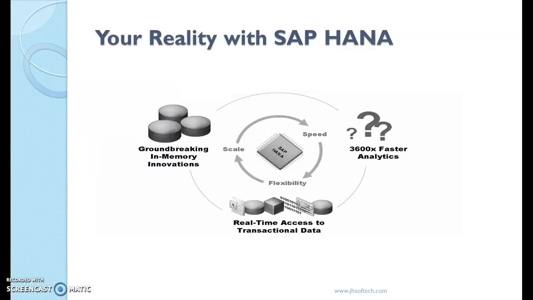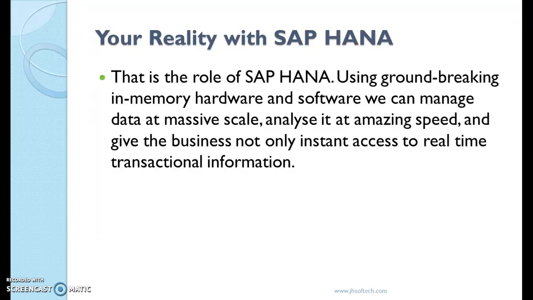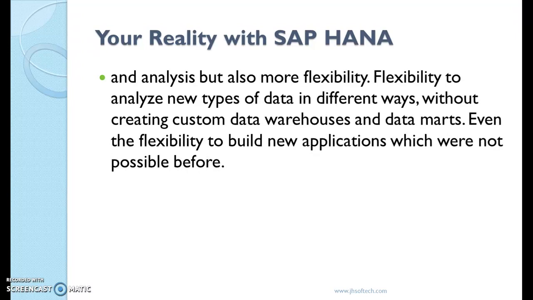Now let's understand this picture. We have SAP HANA. When we introduce the SAP HANA database, what happens is we have a system with 3600 times faster analytics than any other database in the world. Real-time access to transactional data is available. Groundbreaking in-memory innovations are possible, meaning the data is saved in memory. That is the innovation with SAP HANA. Using groundbreaking in-memory hardware and software, we can handle data at a massive scale. This is your reality with SAP.